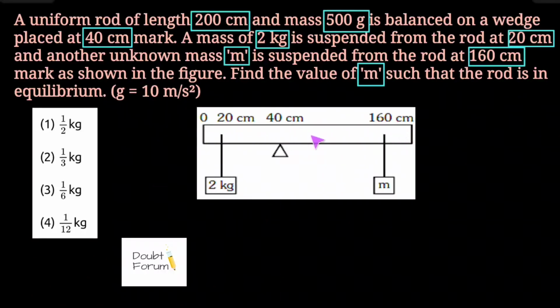So in this question, the total length of the rod is given as 200 centimeter, so 200 centimeter equals 2 meter. The total mass of this rod is 500 gram, and that equals 0.5 kilogram. Now here, there is a mass of 2 kilogram suspended at a distance 20 centimeter from this 0 point, and there is another unknown mass of magnitude m suspended at a distance 160 centimeter from this reference point, and there is a wedge at a distance 40 centimeter from this 0 point, and we are asked to find the value of this mass m.